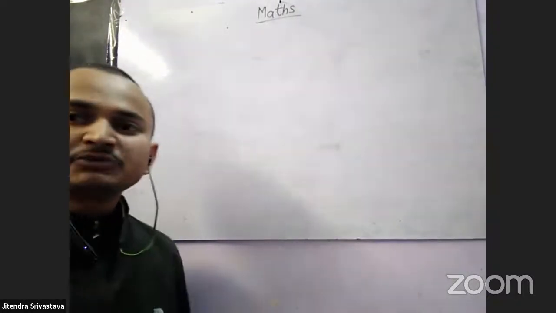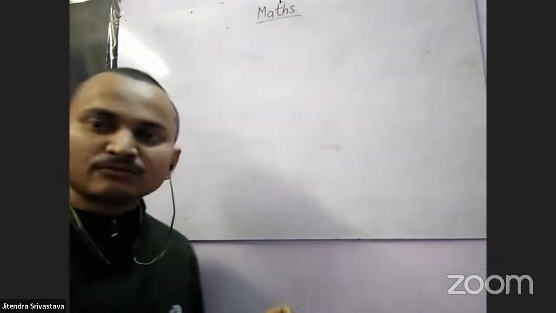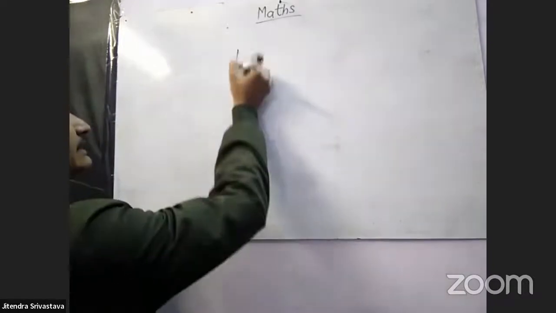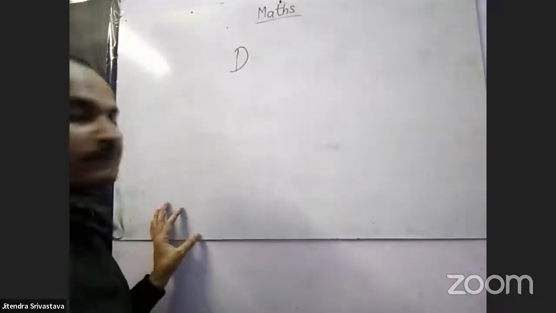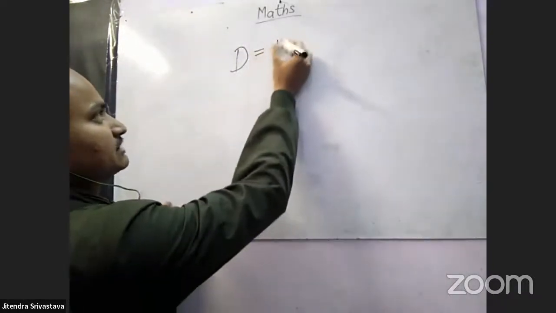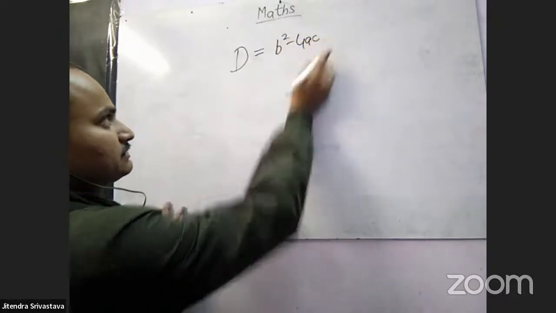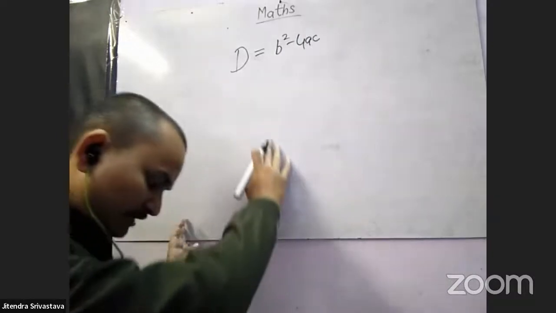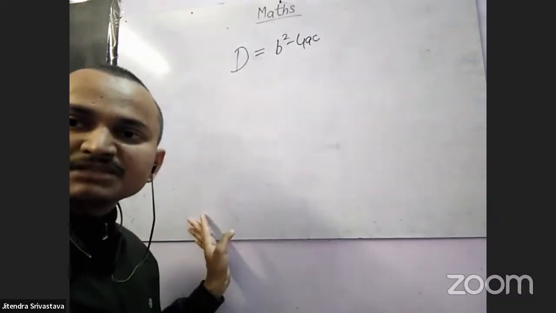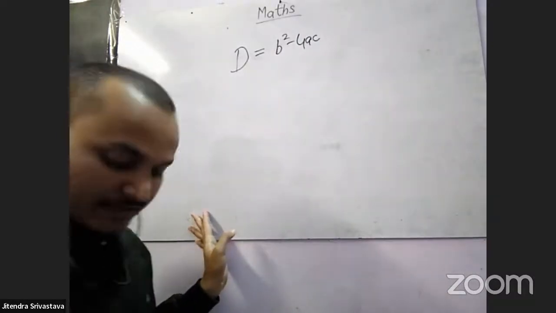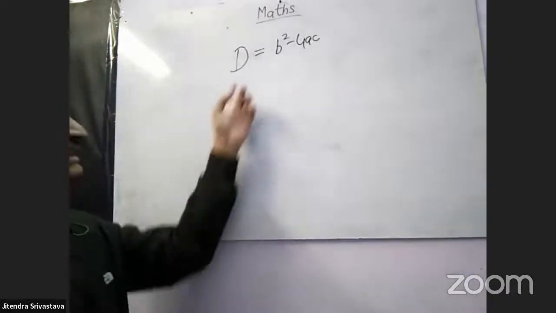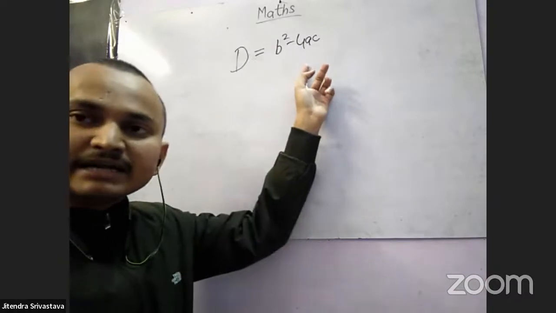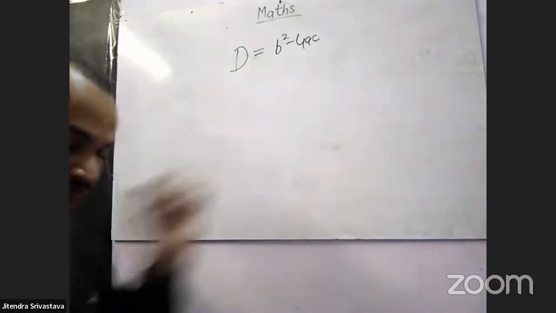So in quadratic equations, there is one more point that is known as the discriminant, written as capital D. The value of capital D is always b square minus 4ac. So it is known as the discriminant. For the equation ax square plus bx plus c equals 0, the expression b square minus 4ac is called the discriminant. It is known as the discriminant.